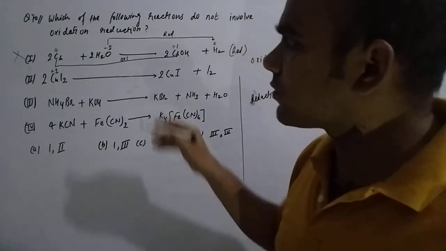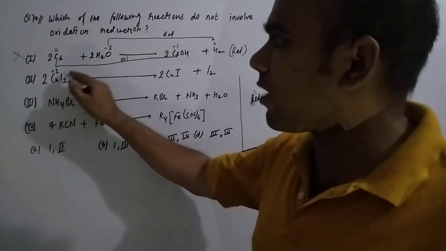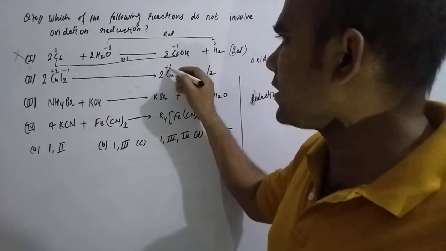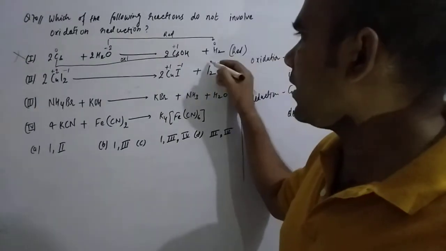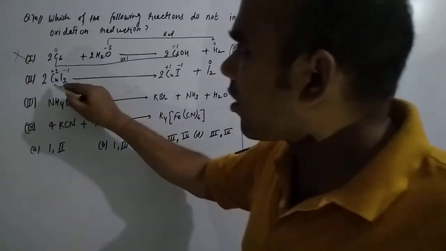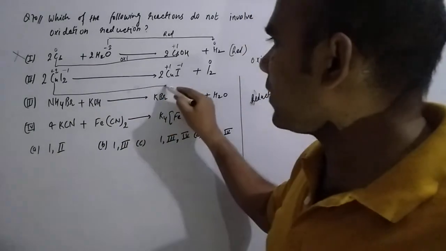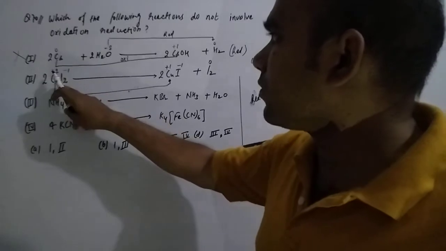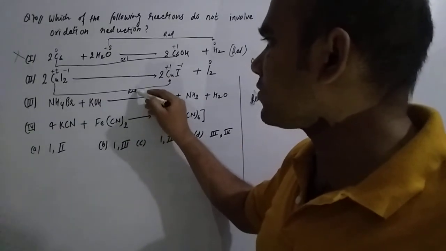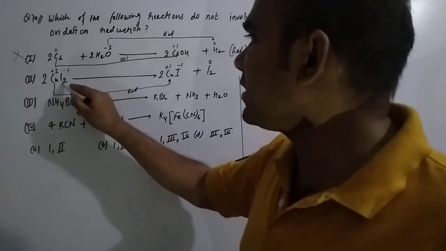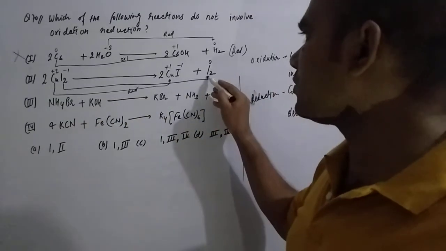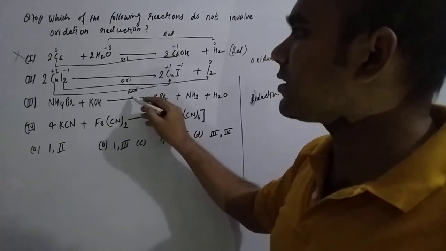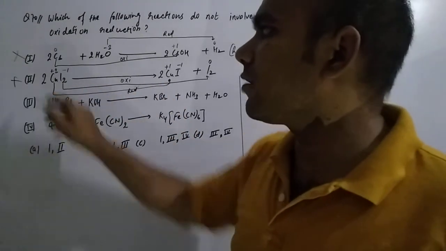Now the second point, you go, student. Here copper is +2, iodine is -1. Here copper is +1, iodine is -1, okay. Here it is 0. So you check, student, copper 2 to 1, a decrease, that is reduction. And -1 to 0 means an increase, that is oxidation. So oxidation and reduction both are happening in this process. So this cannot be the option, okay.